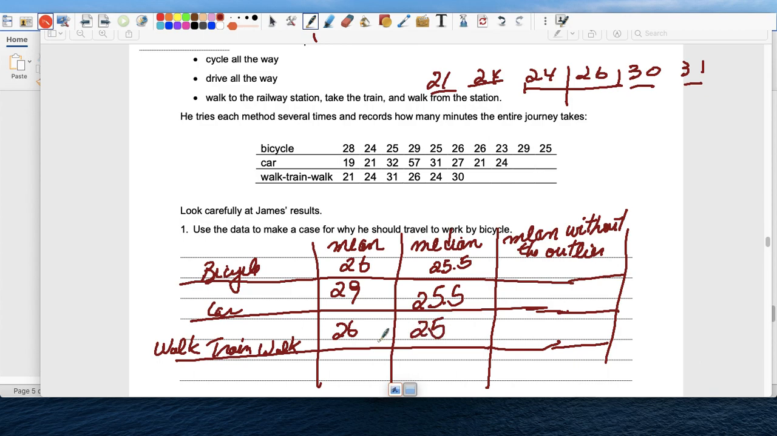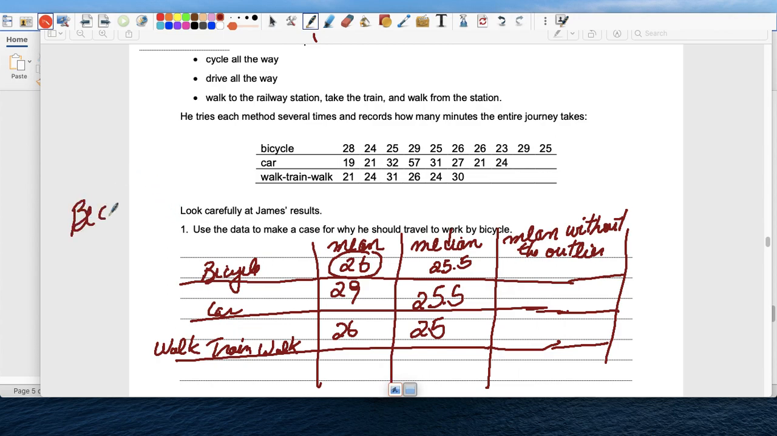So we can start now writing about why he should take the bicycle. Well, ¿cómo escribimos que James tiene que ir de bicicleta? Porque el mean, mira, es uno de los más bajos. En media le dura 26 minutos. So, empiecen a explicar por qué va de bicicleta. Start writing why he wants to go by bicycle.